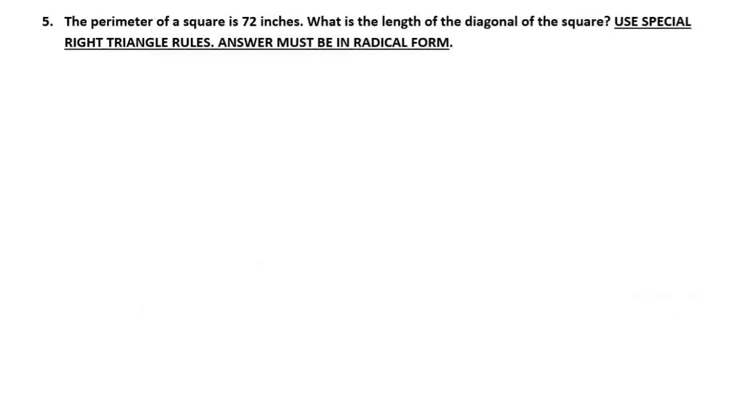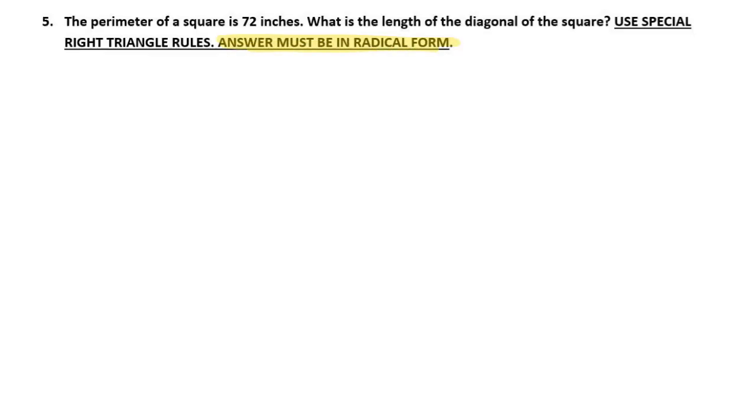So starting with problem number 5. Number 5 says the perimeter of a square is 72 inches. What is the length of the diagonal of the square? Use special right triangle rules. Answer must be in radical form.